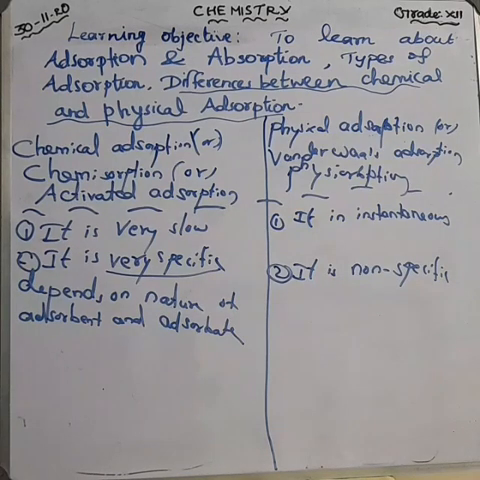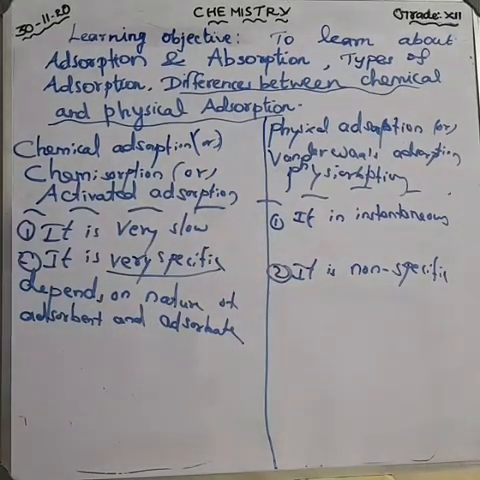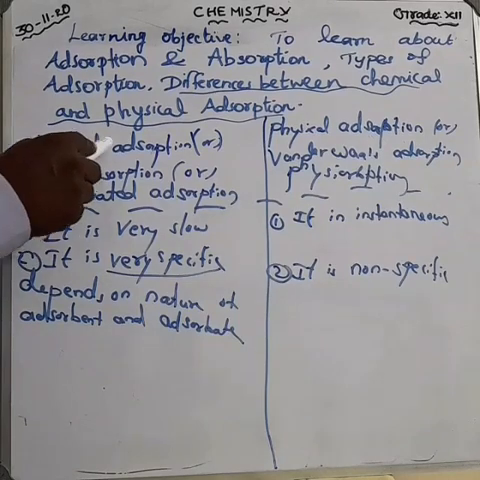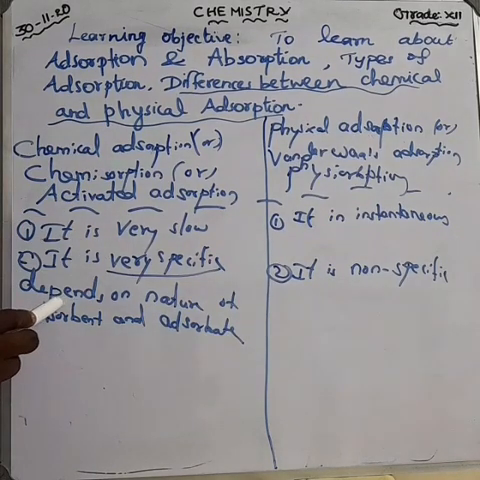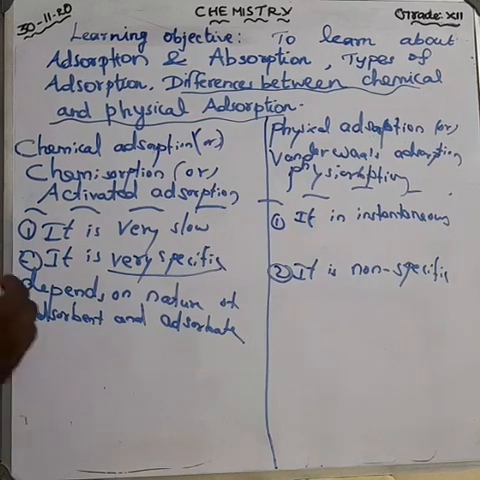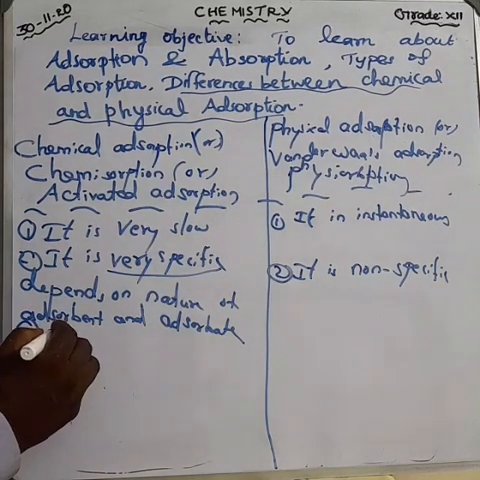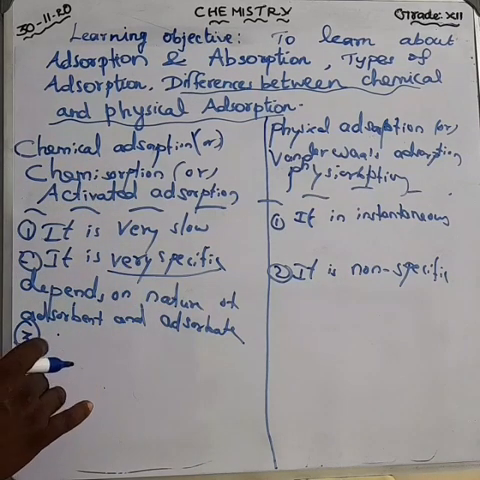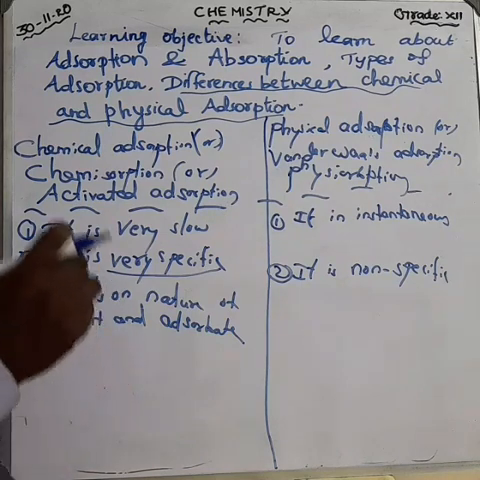Can you recall the first two points? First, chemical adsorption is very slow, while physical adsorption is instantaneous, immediate and quick. Second, chemical adsorption is very specific, depending on the nature of the adsorbent and adsorbate, but physical adsorption is non-specific. Now the third point: chemical adsorption is fast with increase in pressure.